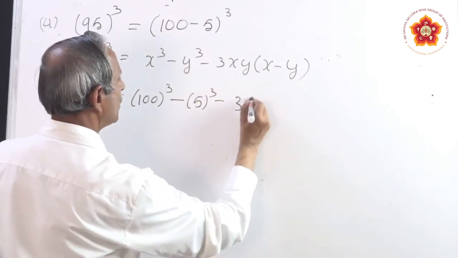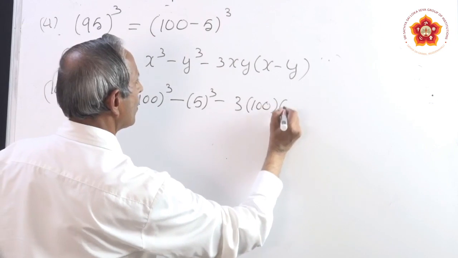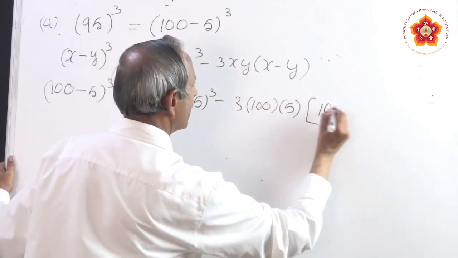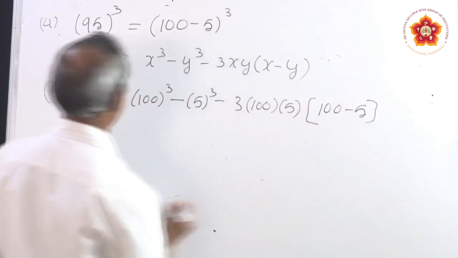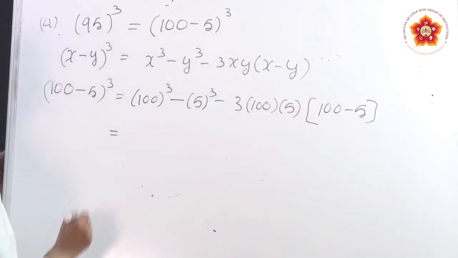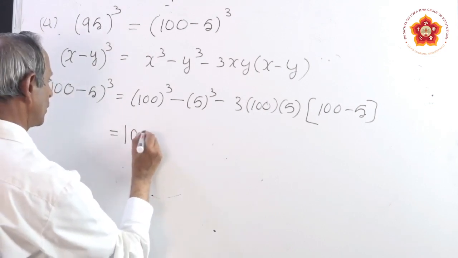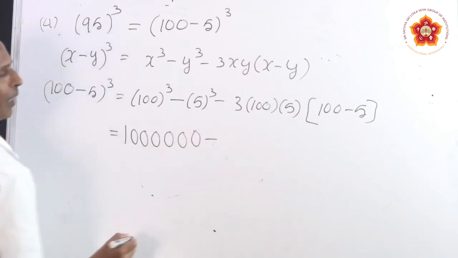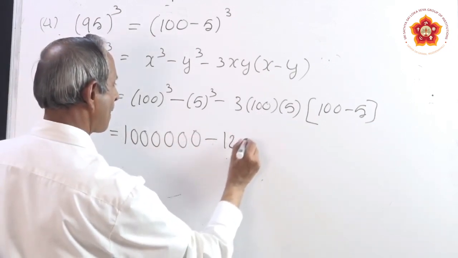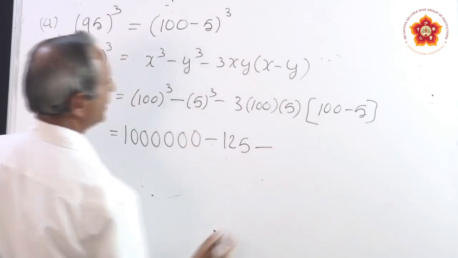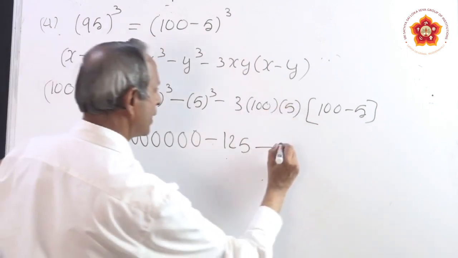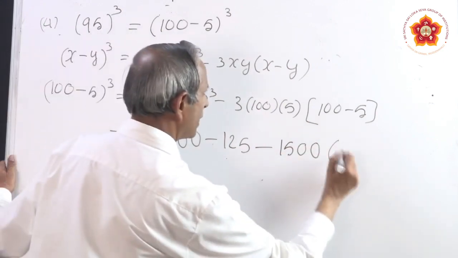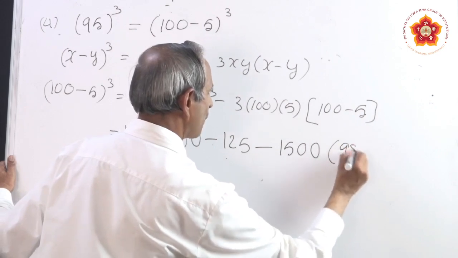minus 3 into 100 into 5, bracket 100 minus 5, as it is. Now 100 three times if you multiply, you will get 1 followed by 6 zeros: 2, 3, 4, 5, 6. Minus 5 cube means 125, minus 5 into 3, 15 into 100, 1500, in the bracket 100 minus 5 becomes 95.